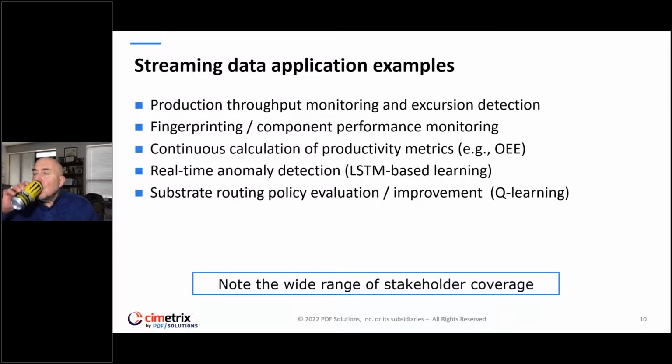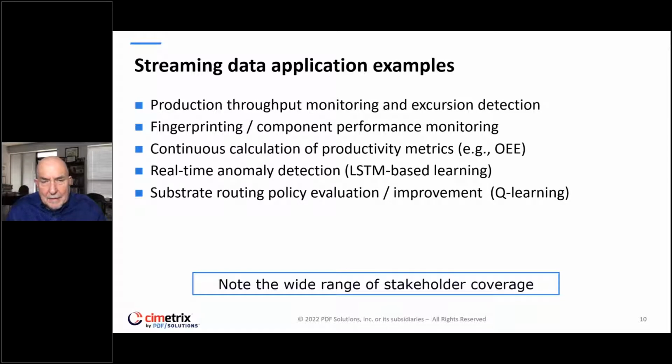Pardon me. I got to keep the throat going. A couple of AI and machine learning examples. One is an unsupervised learning for detecting anomalies in a complex system, and another one is one that would, let's say, support substrate routing or other policy decision making and improvement based on samples that are collected on the fly, something that's been called Q learning in the reinforcement learning domain. So these are 5 examples. There are many more.